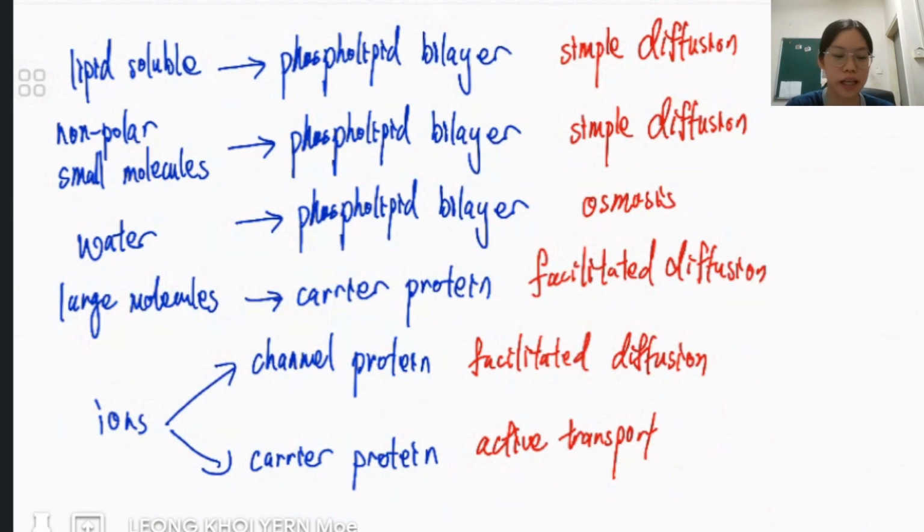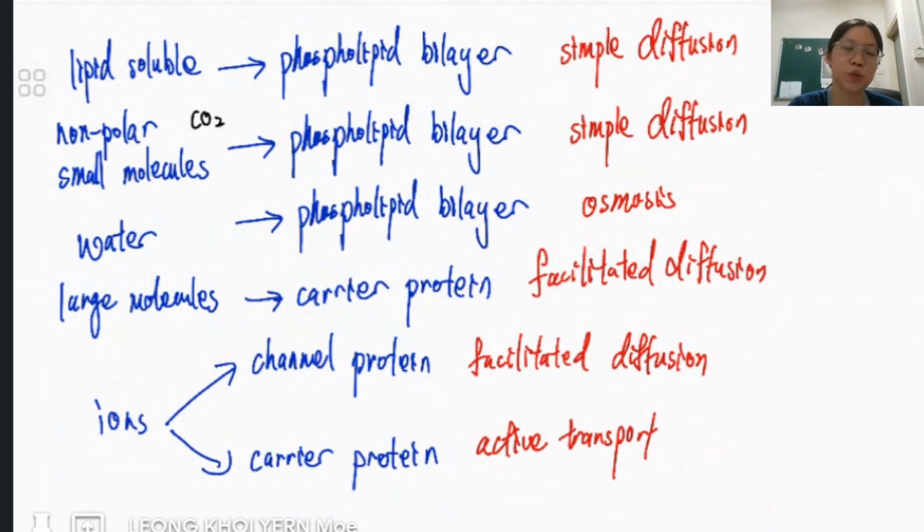There are lipid soluble substances, let's say fatty acid for example. It actually moves through the phospholipid bilayer straight away without the help of channel protein or carrier protein. When it diffuses straight inside, it is called simple diffusion. And for non-polar small molecules like carbon dioxide, they also enter the plasma membrane through simple diffusion. They just move across the phospholipid bilayer.